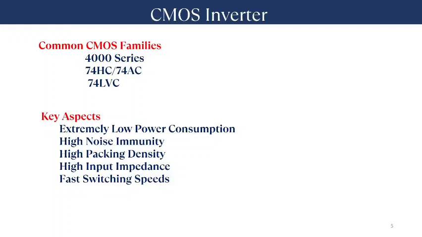And the third key point is high packaging density. Due to the small size of MOSFETs and low heat generation, millions of transistors can be integrated onto a single chip. And then high input impedance. Here, they draw almost no current from the driving stage, allowing for fan out. And finally, fast switching speed. They offer balanced, rapid switching capabilities essential for high performance computing. Therefore, this is the CMOS inverter.